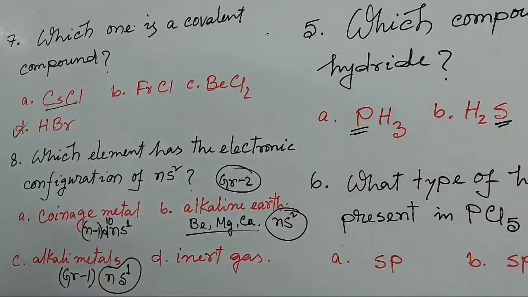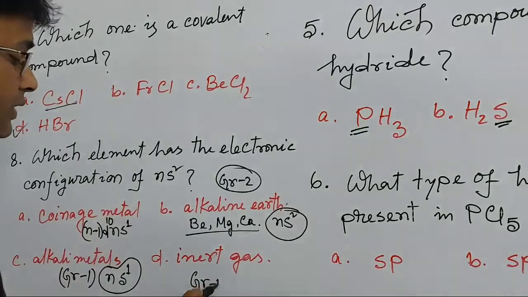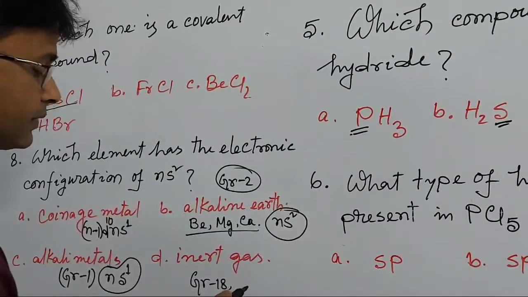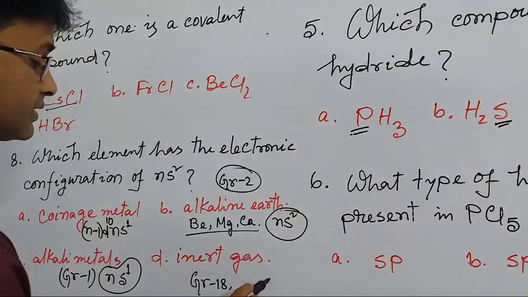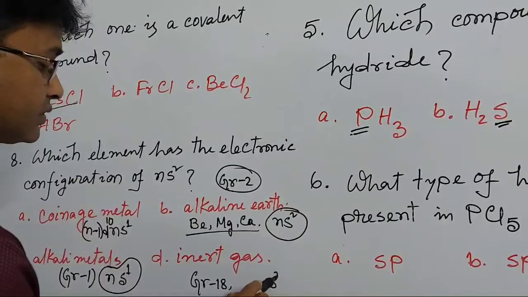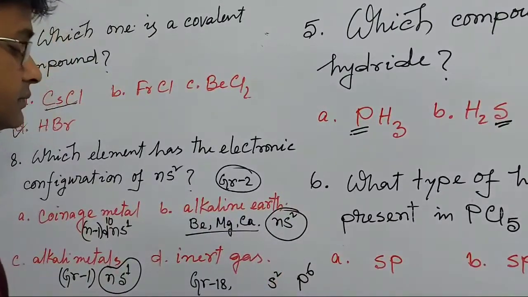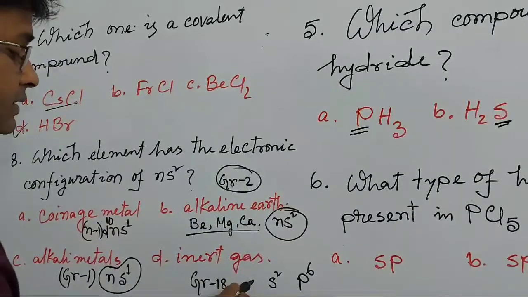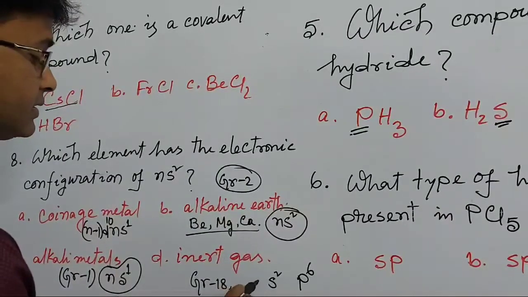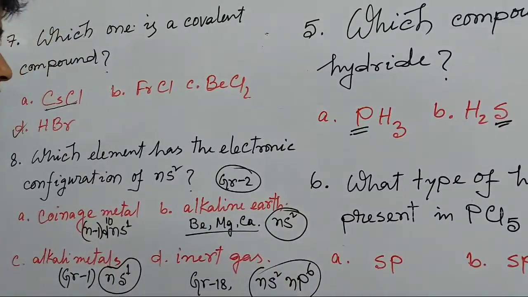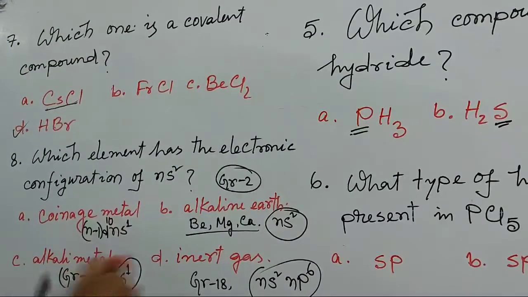Inert gas. Helium, neon, argon, krypton, xenon, radon, the elements of group 18 are known as inert gases, and except helium, the elements contain 8 electrons at their last shell, I mean s2 p6. So I can write here the common electronic configuration is ns2 np6. So the correct answer is B.